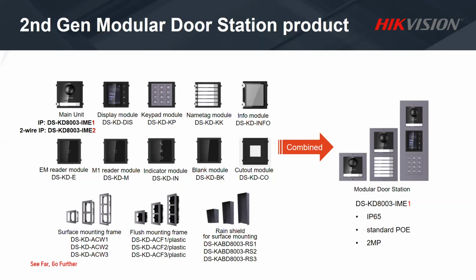So in this case, you have the main unit, display module, and then a keypad. If it is an IP system, you choose this first main unit, and then display module, and then keypad. So that's the 3 modules that you have. Afterwards, you need to choose which mounting frame you are going to use. It depends on whether it's surface mount or flush mount. If it's a surface mount, then you choose the 3-module mounting frame. That's the third one that you are going to choose. And if you want an extra rain shield, then you choose the third one as well to go with this surface mounting frame.